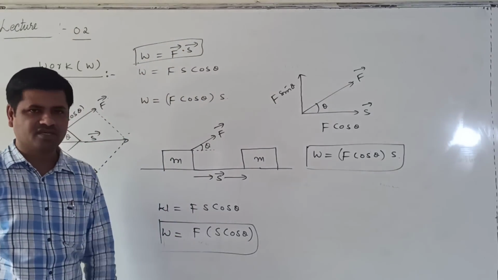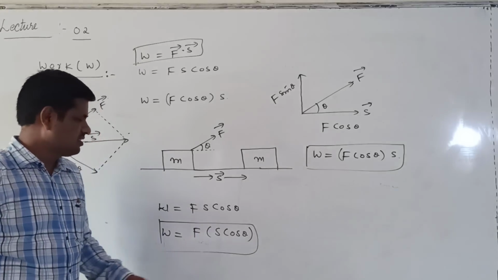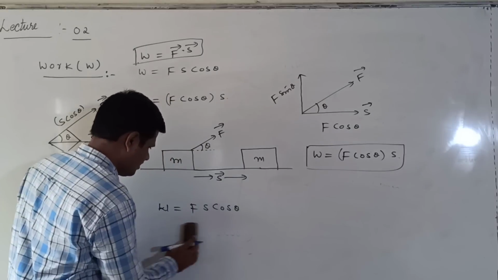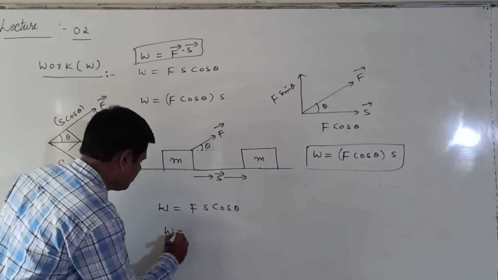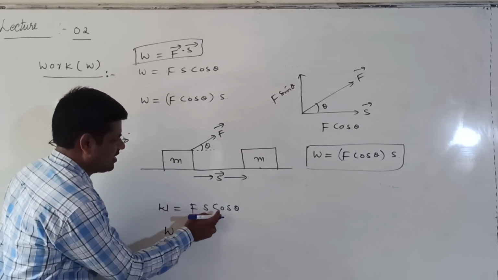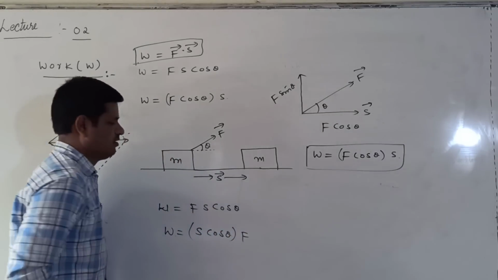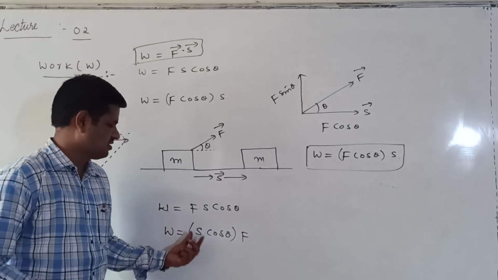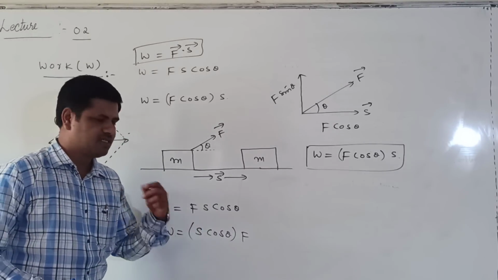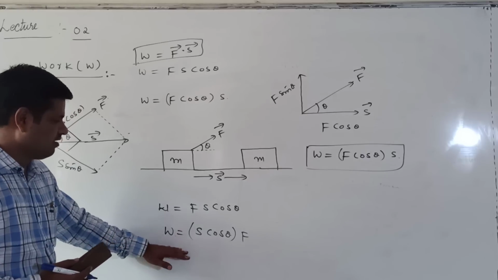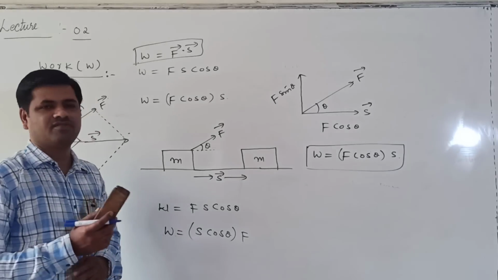How am I giving the definition here? This is the product of, or I am writing like this also. In this way we can write W is equal to, just interchanging. First I am writing the S cos theta for understanding purpose, easily we can understand. This is S cos theta into F. I am writing S in the front side, S cos theta into F. Now from this we define the third definition of the work done.